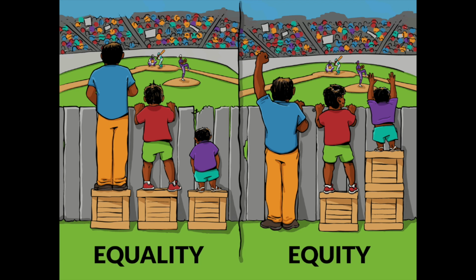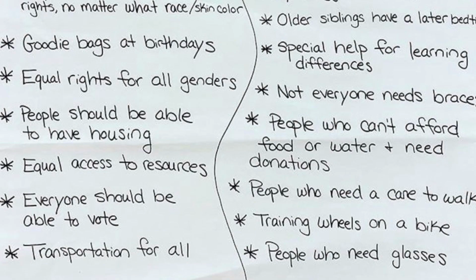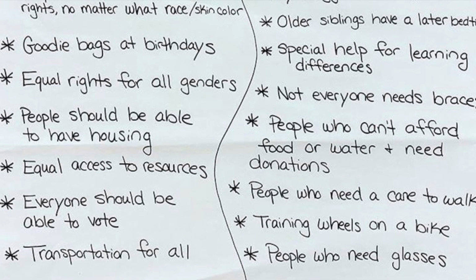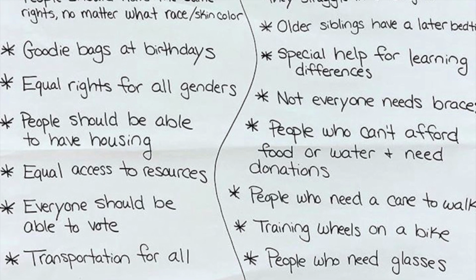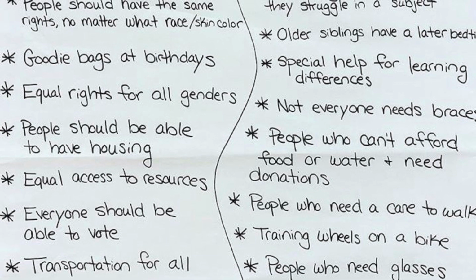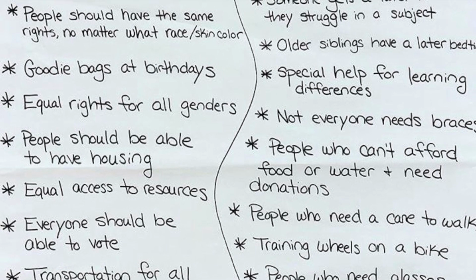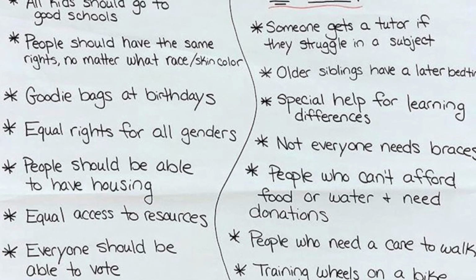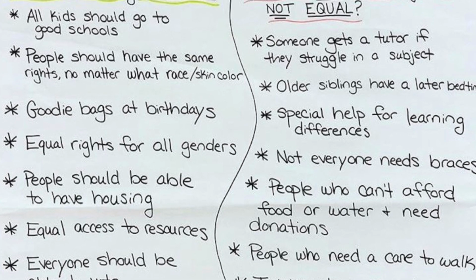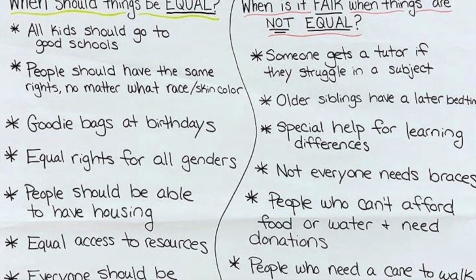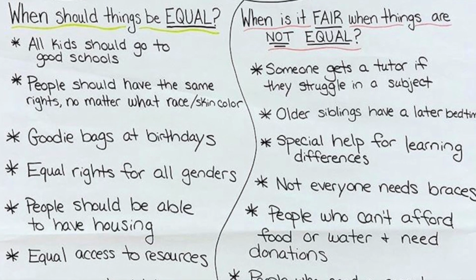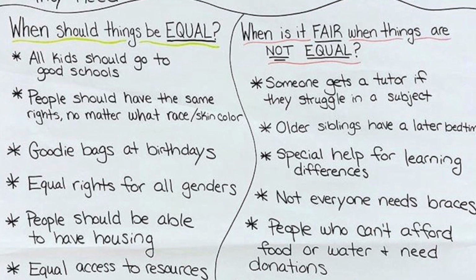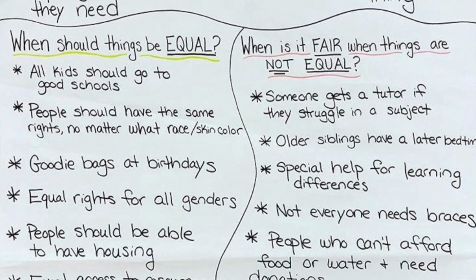An example of this could be this T-chart from Teach and Transform, who is a third grade teacher in California. From the chart, you can see how she introduces the concepts of fairness and equality to her students. She describes fairness as people get what they need, or when should things be equal, and then equality as people getting the same thing, and then talks about the discussion of when is it fair when things are not equal.